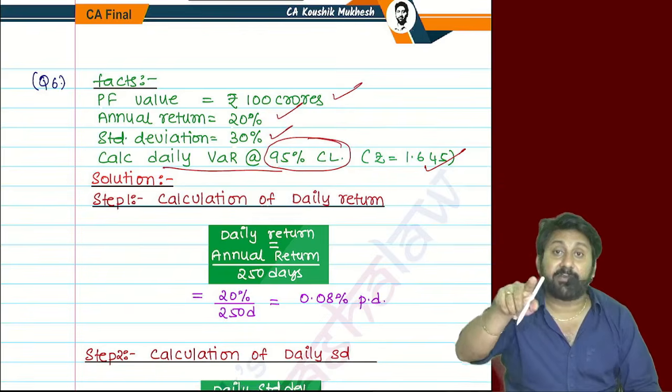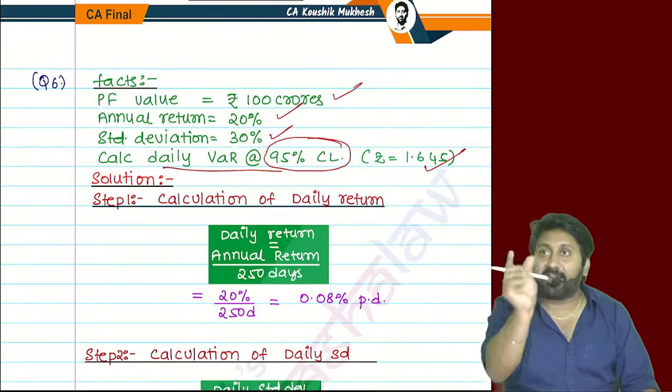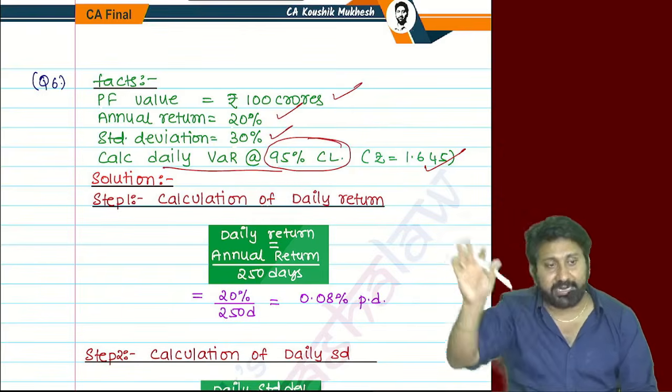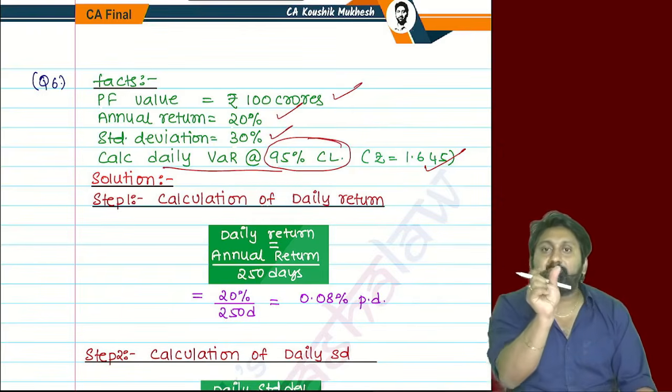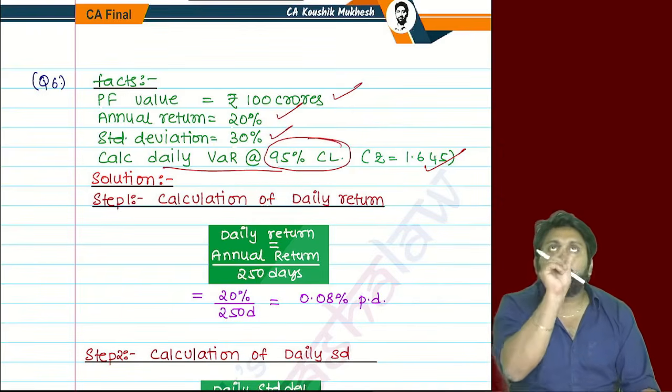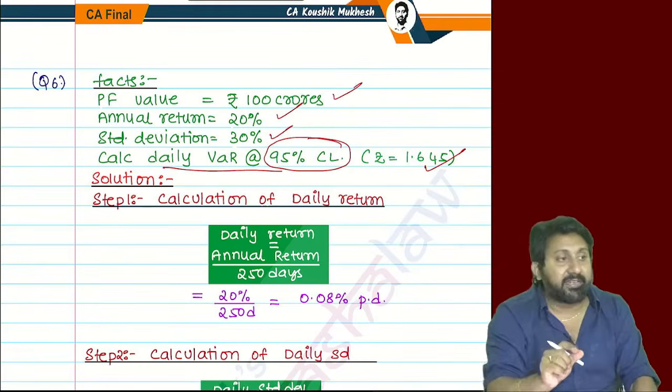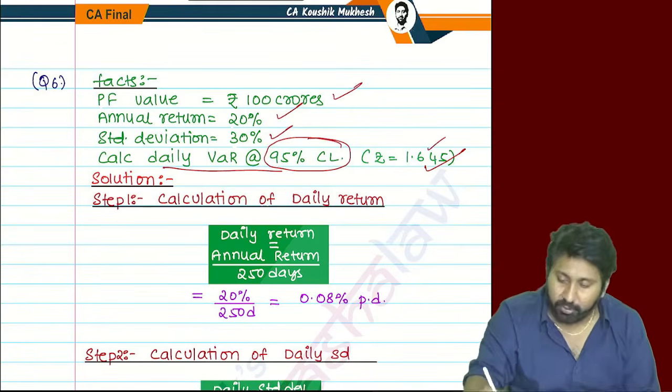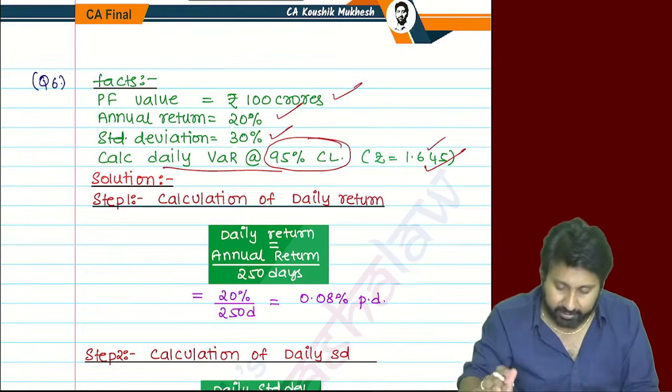95% confidence level means 50% you leave on the other side, 45% you have to take. 45 means 0.45. In the table, they will take the middle of the two numbers near 0.45. They will calculate the Z value, 1.645, done.